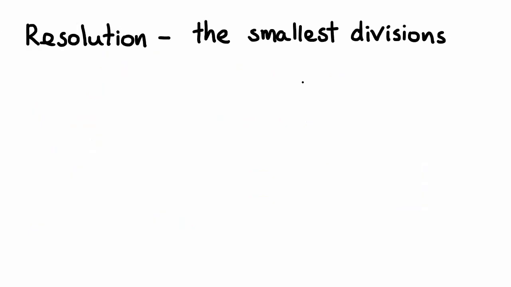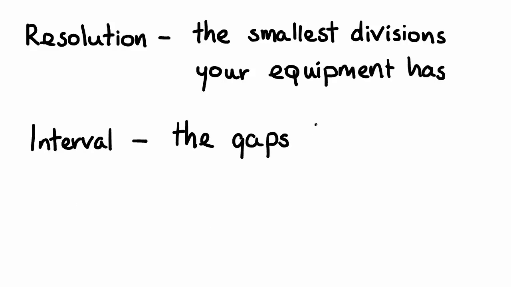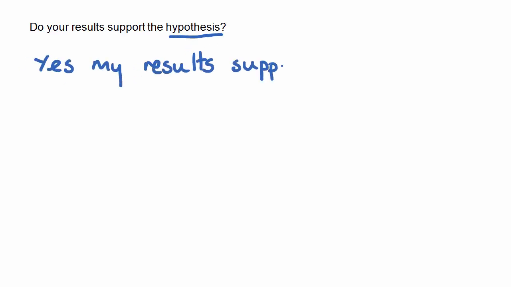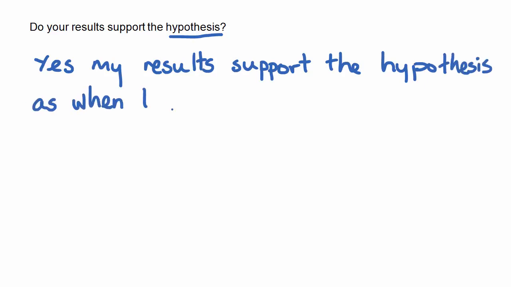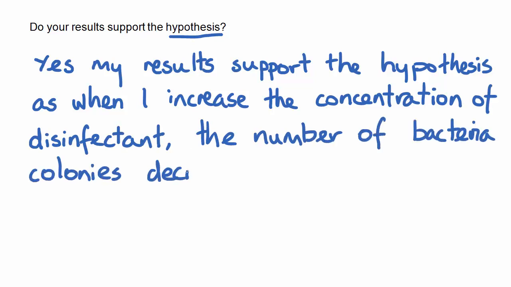If you don't have to talk about range, you may have to talk about resolution, the smallest divisions your equipment has, or the interval, the gaps between your measurements. You'll be asked if your results support the hypothesis, and you need to say something like, yes, my results support the hypothesis, as when I increase the concentration of disinfectant, the number of bacteria colonies decreases. Notice we're repeating the hypothesis and saying, yes, the results support it. If your results do not support the hypothesis, say so and give a reason.